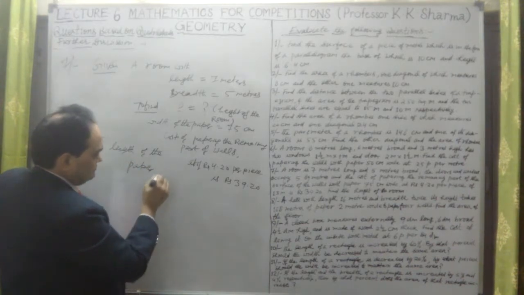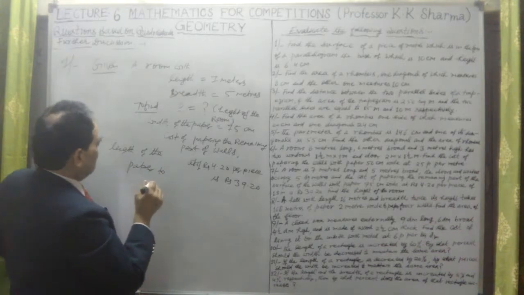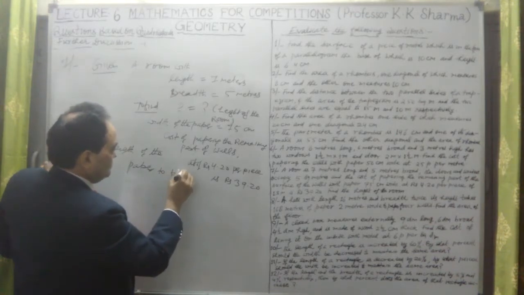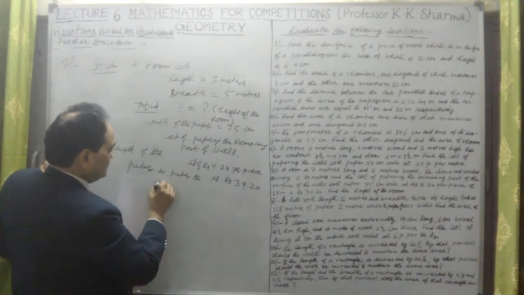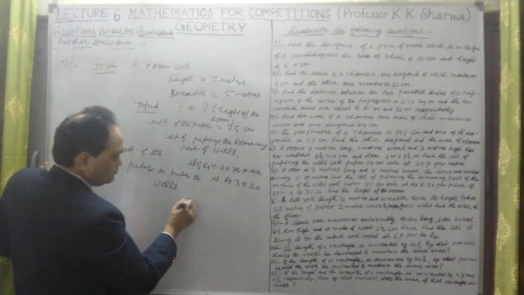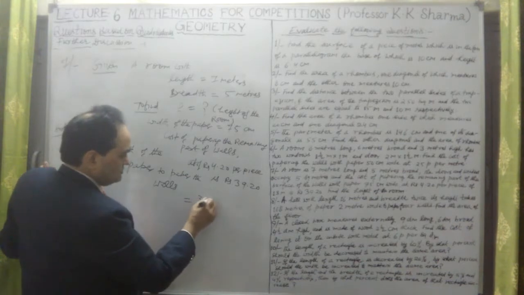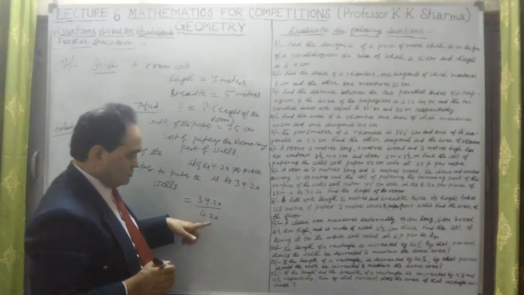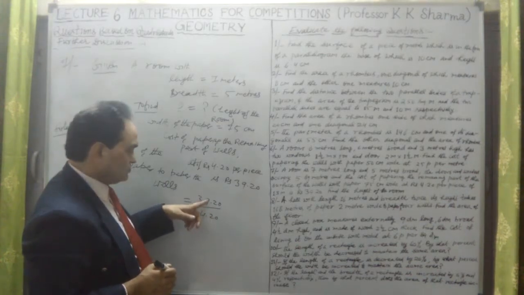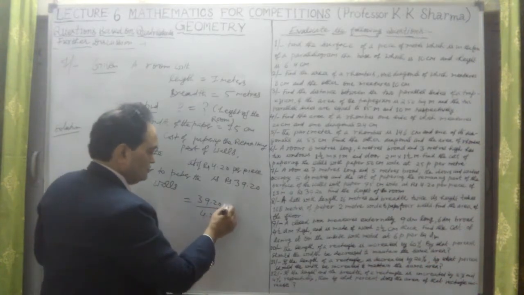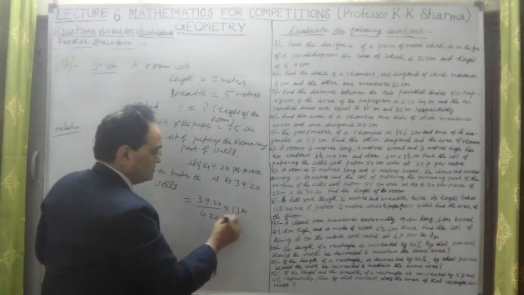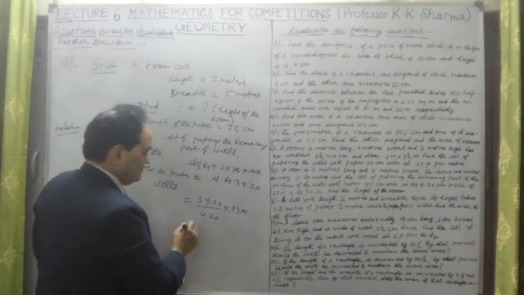Length of the paper to paper the walls is equal to rupees 39.20 upon 4.20. Why? Because this is one piece length, and one piece cost is this much at this rate. So this is the number of pieces into 13 meters, so the total length of the papers will be there.